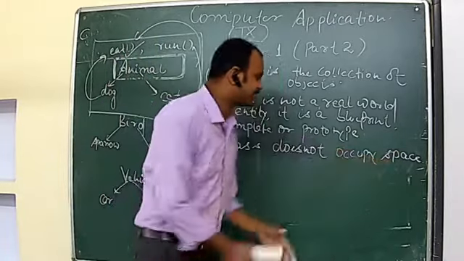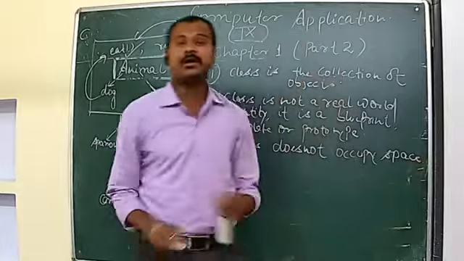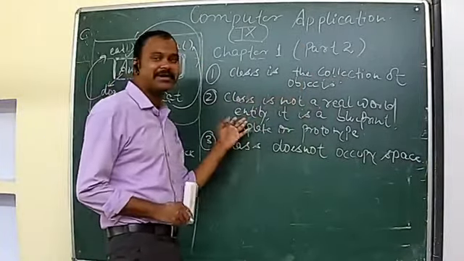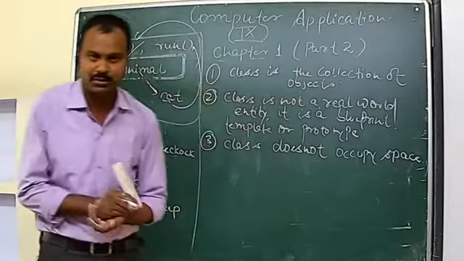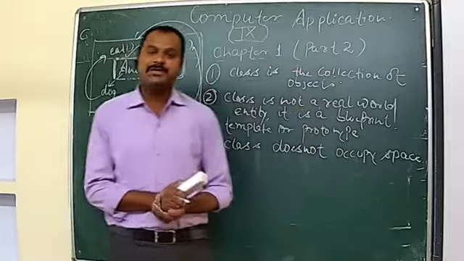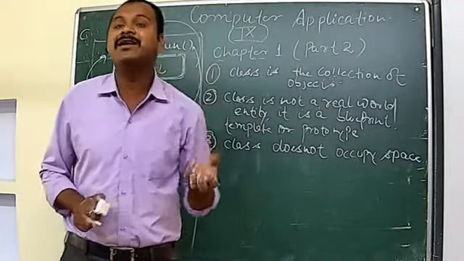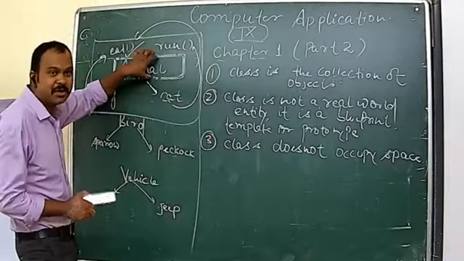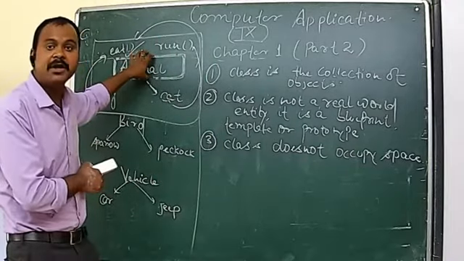Why? Because class is only a conceptual thing. Class is not a real world entity, so that's why it will not occupy space also. I gave you the example of that animal. If you keep a dog at your home, that dog will acquire space. Objects will occupy space, because class is not a real world entity.